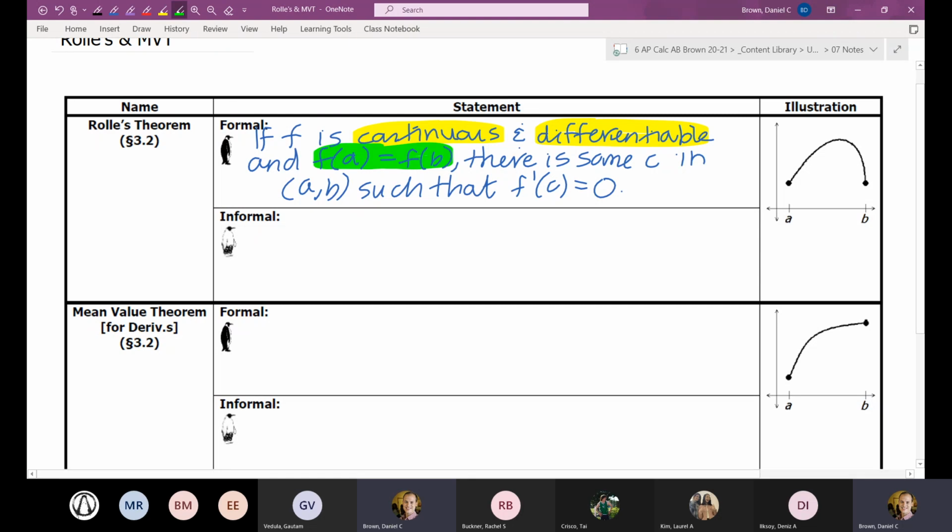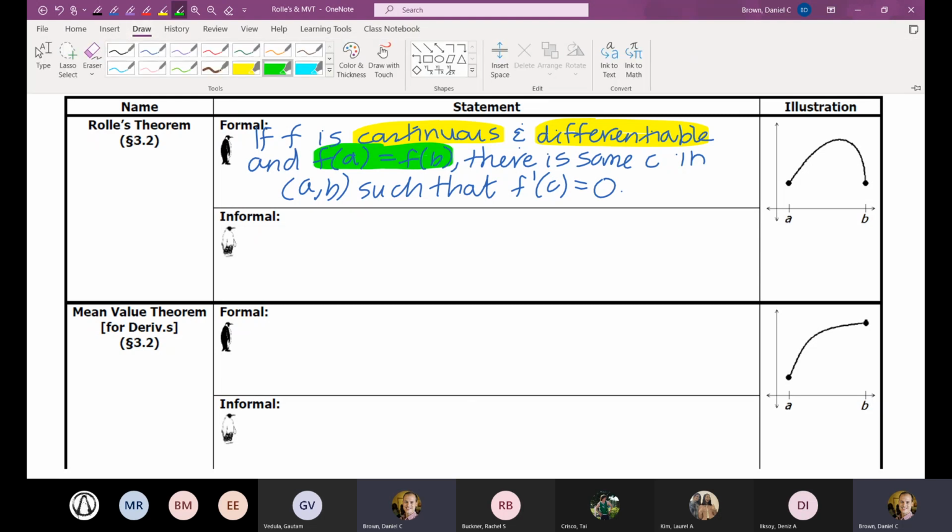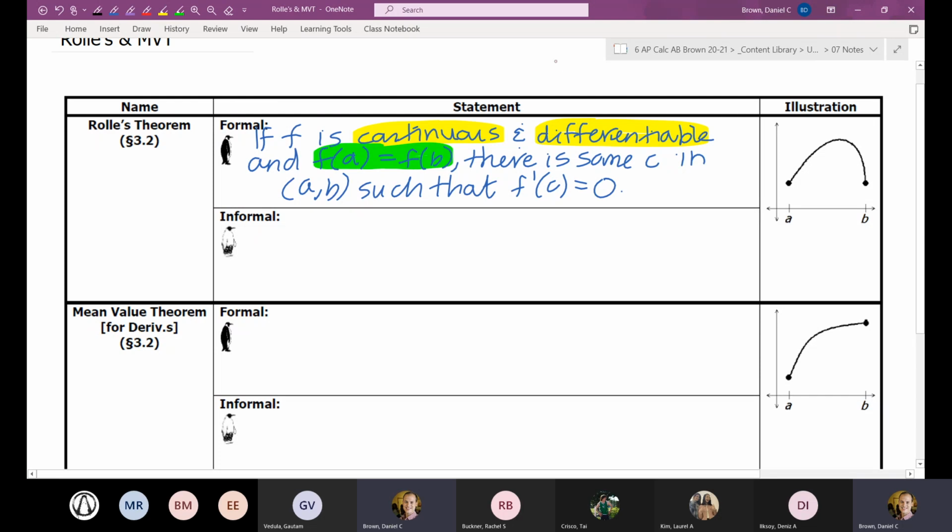The function has to be continuous, differentiable, and you have to have the statement f of a is equal to f of b. We know what continuous is. Maybe we need to review what it means to be differentiable. When I say a function is differentiable, what am I meaning by that? You can take a derivative everywhere. So basically every single point has a derivative. And when I say you can take the derivative everywhere, it has no jumps, no holes, no vertical tangents, no corners.